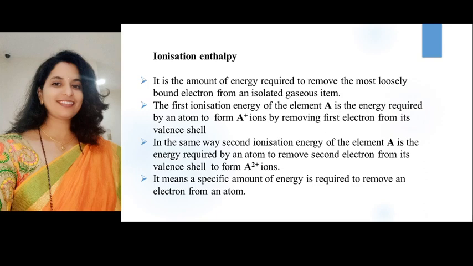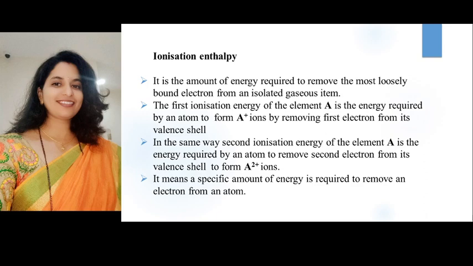Next is ionization enthalpy. First, we will see what is meant by ionization enthalpy value. It is the amount of energy required to remove the most loosely bound electron from an isolated gaseous atom. The first ionization energy of the element A is the energy required by an atom to form A+ ions by removing the first electron from its valence shell.